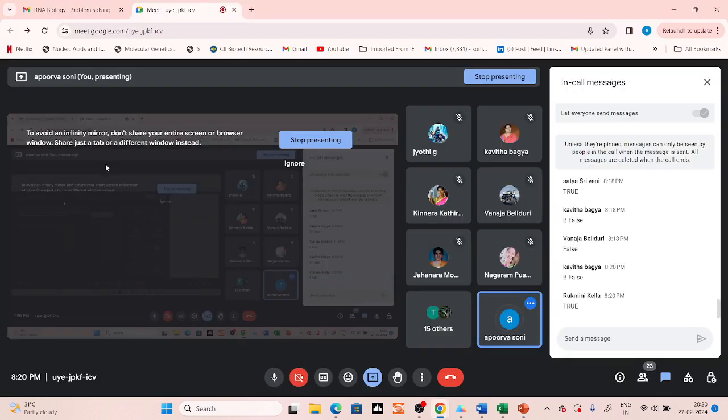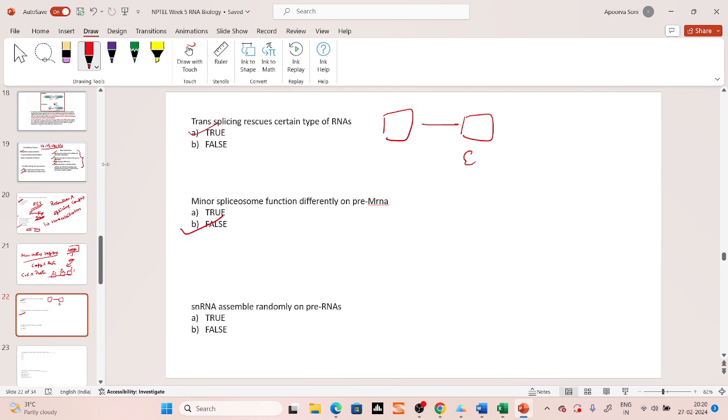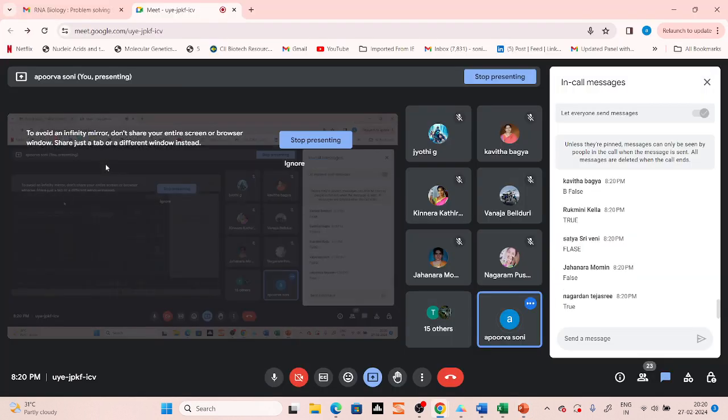Let's see. Kavita has answered false. Rukmini has answered true. Okay, more participation. Many have come. Satya has answered false, Jahanara false, Tejasri true, Vanaja false.